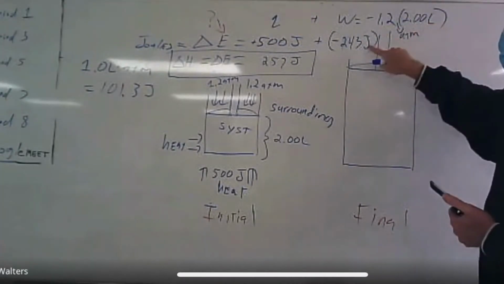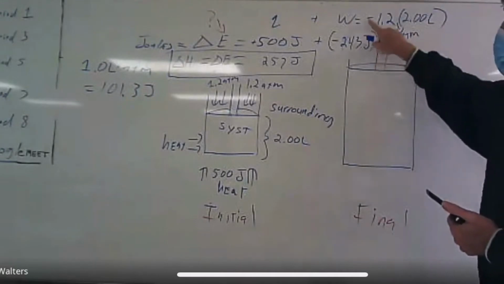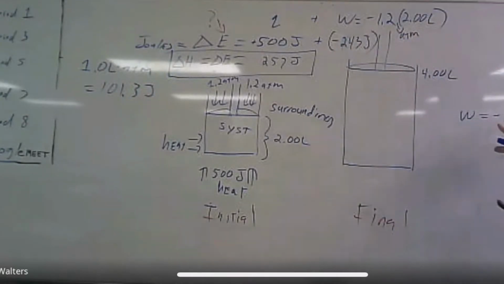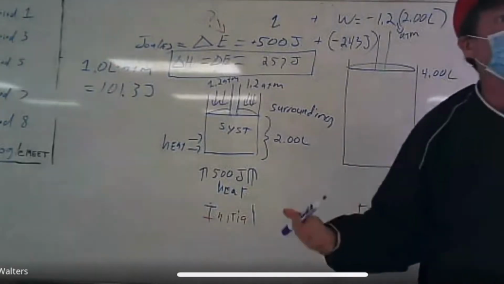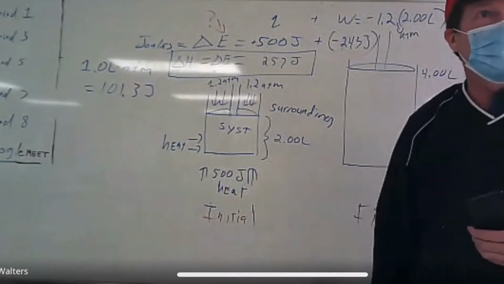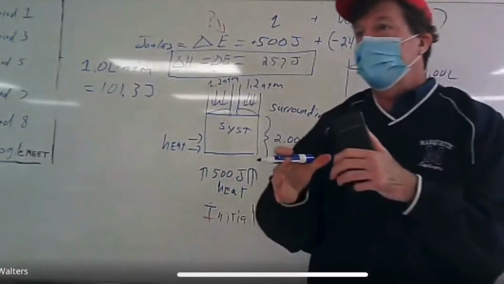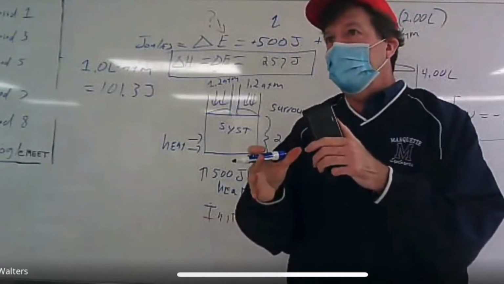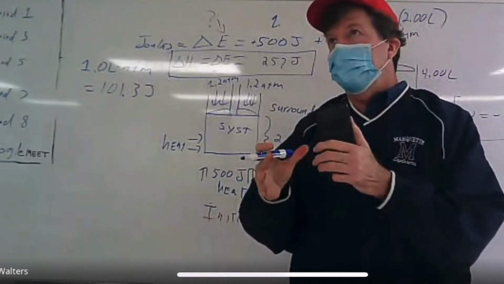.4 liter atmospheres convert to joules. Make sure we understand our sign conventions here. Again, the math gives you the proper sign. Okay?